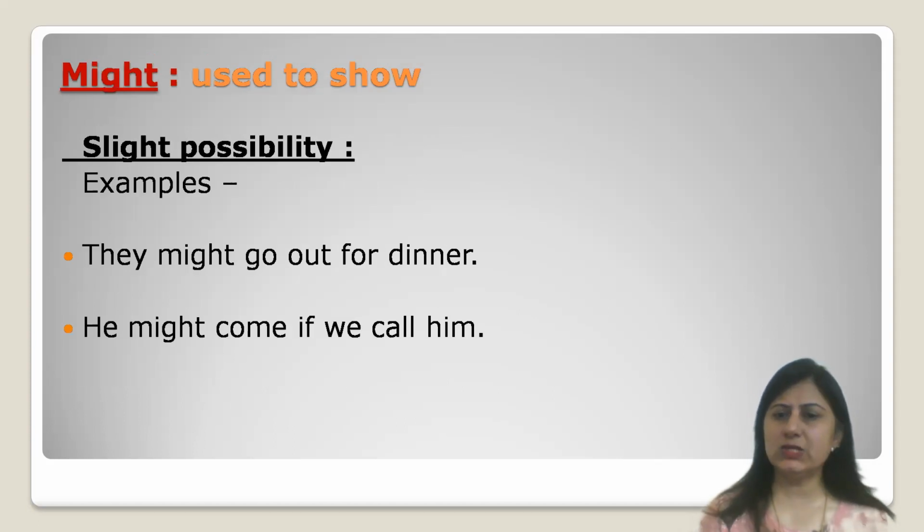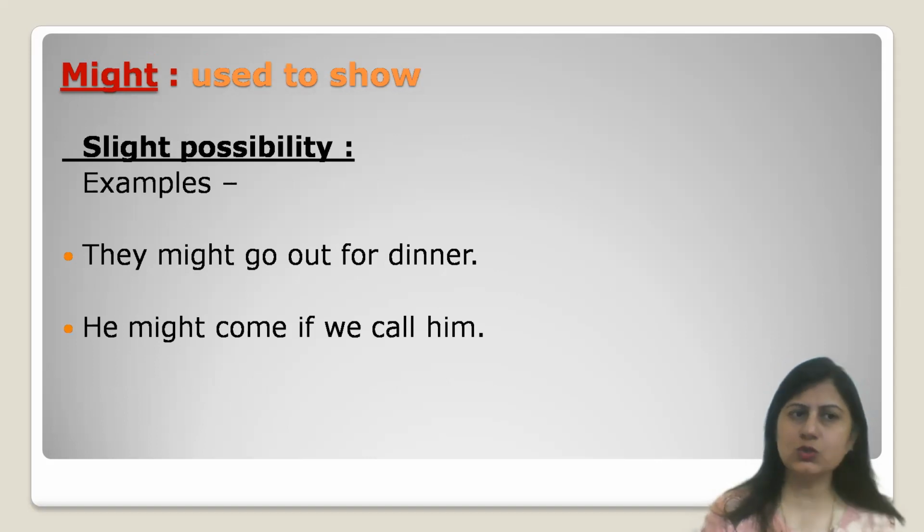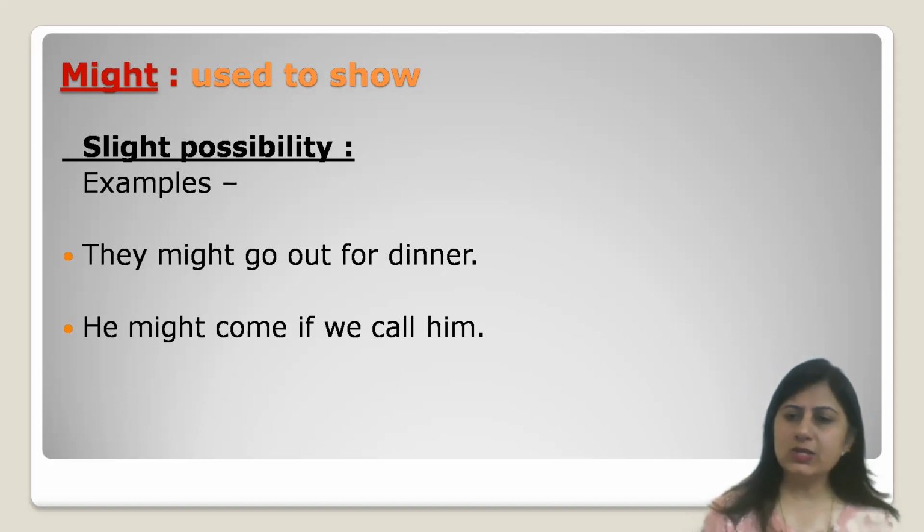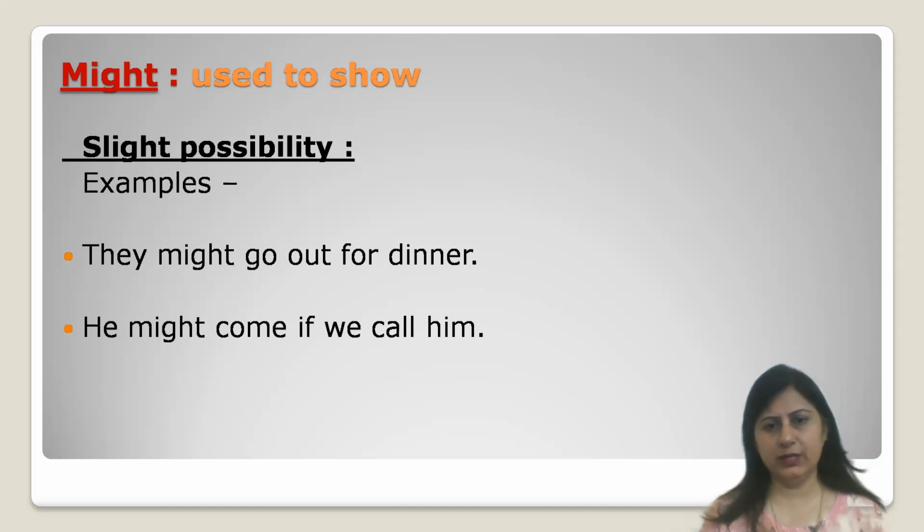Next one is might. Might is used to show a slight possibility. May shows a greater possibility. Might shows possibility, but that's a slight possibility. Like they might go out for dinner. There is a slight possibility that they might go out for dinner. He might come if we call him. If we call, there is a slight possibility that he might come. So might is another modal which is used to show a slight possibility.